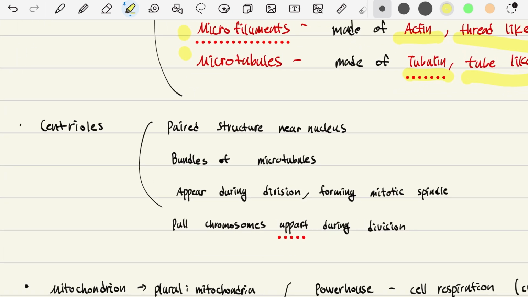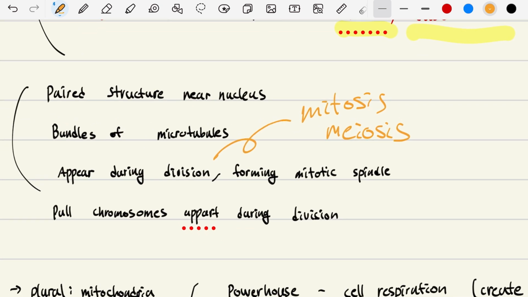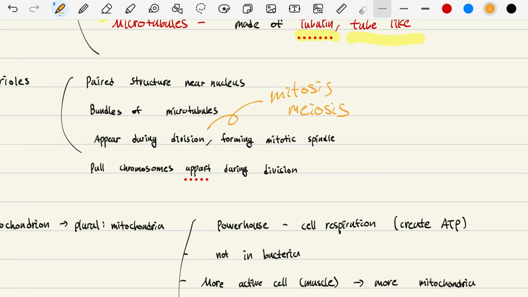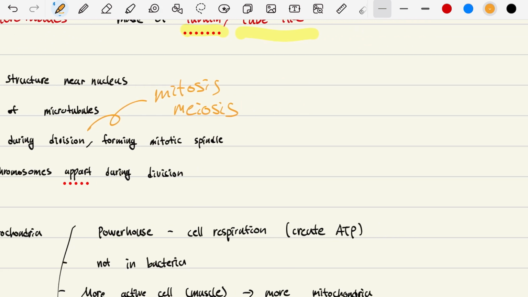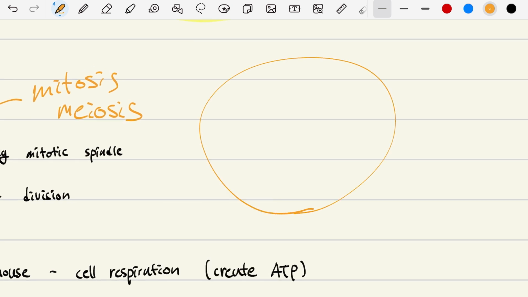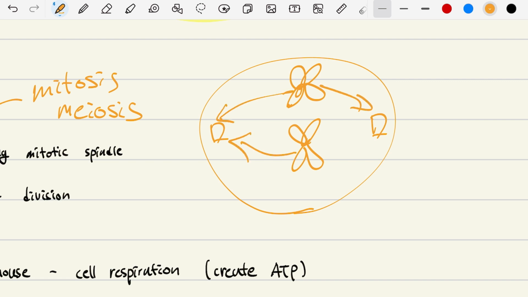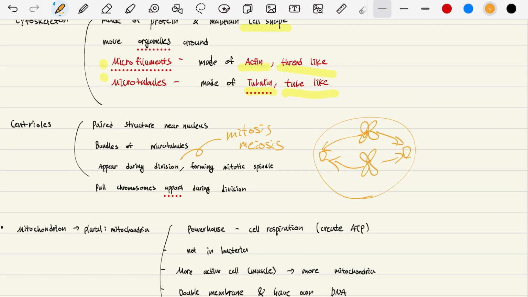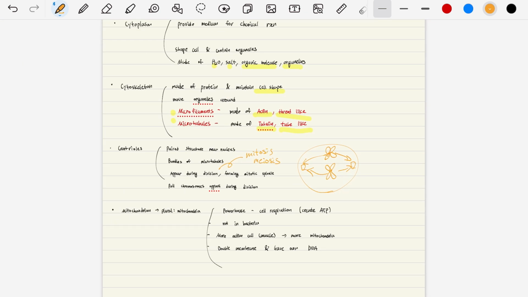Centrioles are paired structures that are located near the nucleus, and they're bundles of microtubules. They appear during stages of division, which we call mitosis or meiosis. They form the mitotic spindle, and they pull chromosomes apart during division. I'm not going to be really specific about it, but if this is a nucleus and there are chromosomes lined up in the middle of the nucleus, then the centrioles at the poles will pull them over. They're going to rip the chromosomes to each side, and they're going to divide the cell and go through mitosis.